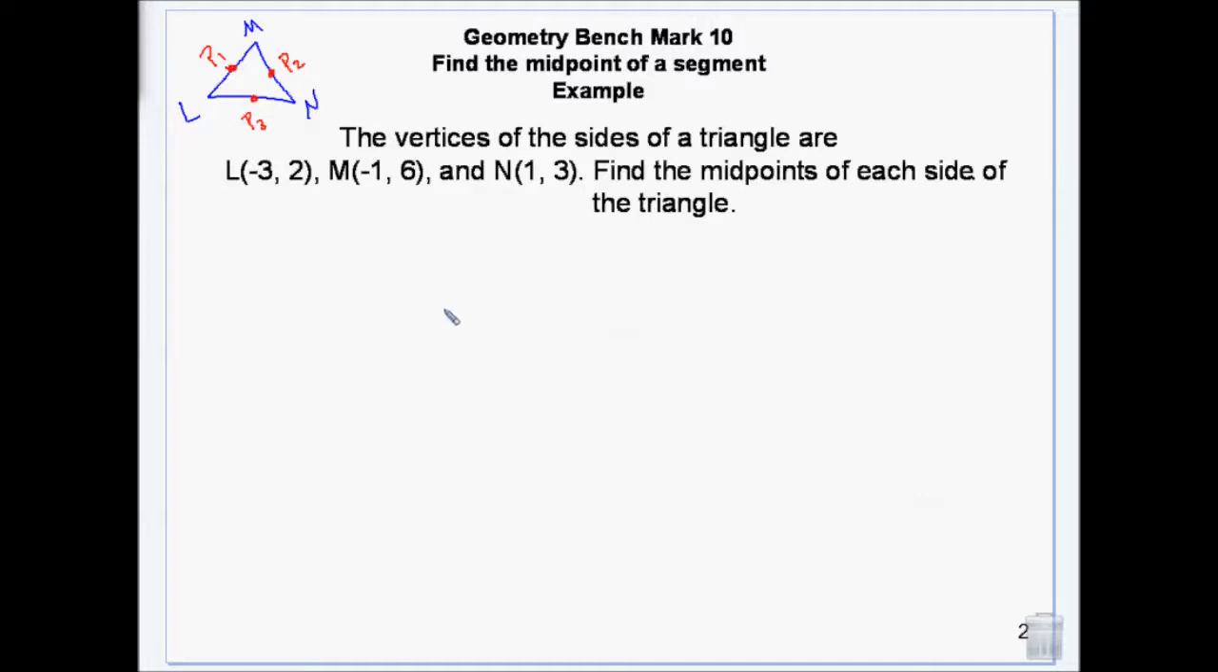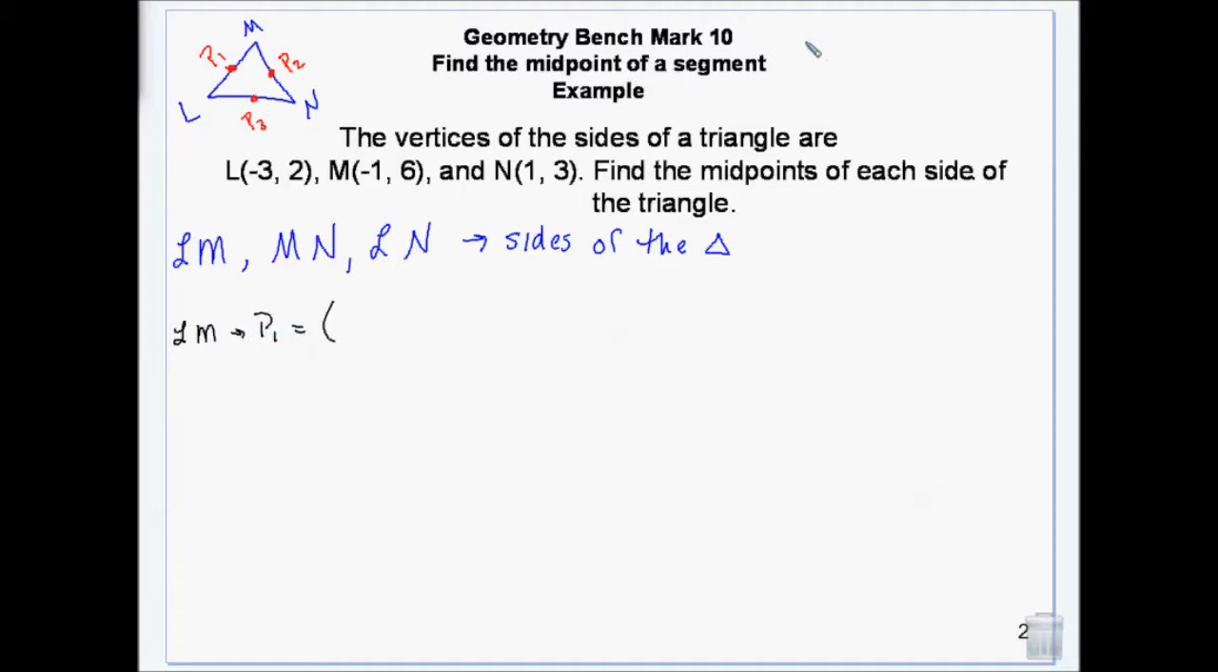Okay. So what we need to do is find the midpoint on side LM. Right? That's one side. P1 would be that midpoint. We need to find the midpoint on MN, and we need to find the midpoint on LN. So that's how the letters will match up to find our midpoints. These are the sides. Okay. So to find the midpoint on LM, that's going to be P1.